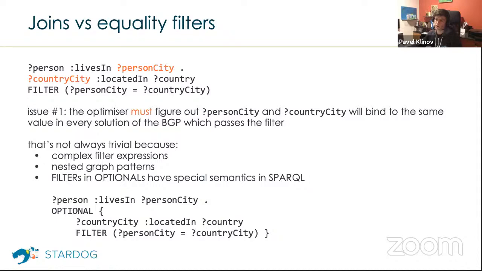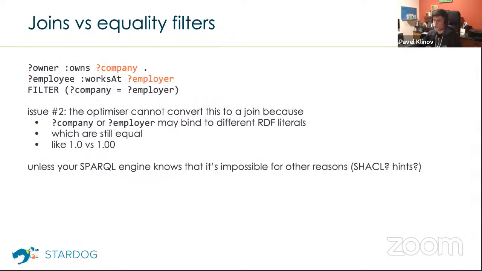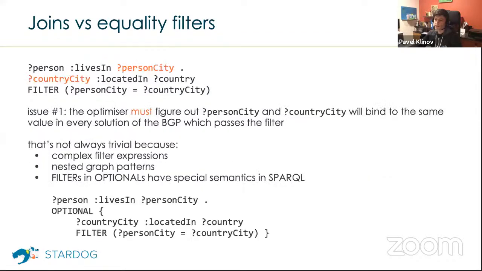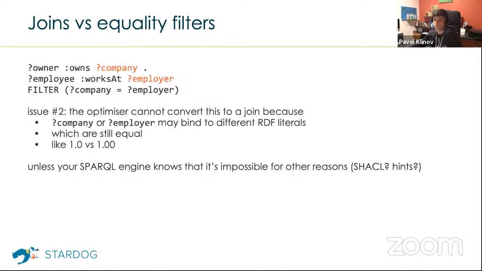And then there are, of course, filters and optionals, and they have special semantics in SPARQL, and they behave a little bit differently. So my advice usually is to not use that filtering approach. If you know that two variables should have the same values, just use a single variable. It always helps the optimizer.